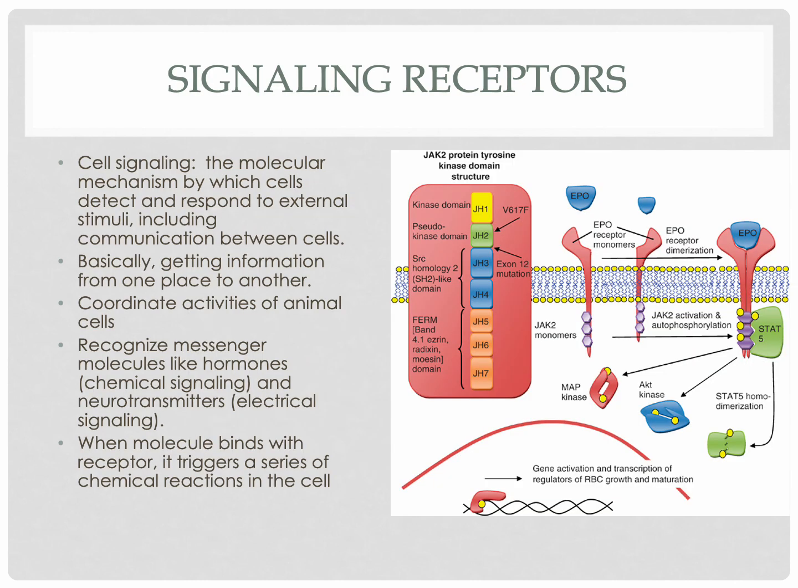Taking a look at signaling receptors, cell signaling. This is important because it helps explain how living organisms control and coordinate their bodies. Cell signaling is the molecular mechanism by which cells detect and respond to external stimuli, including communication between cells, basically getting information from one place to another. It coordinates activities of animal cells, recognizing messenger molecules like hormones, which is chemical signaling, and neurotransmitters, which is electrical signaling. When molecules bind with receptors, it triggers a series of chemical reactions within the cell.